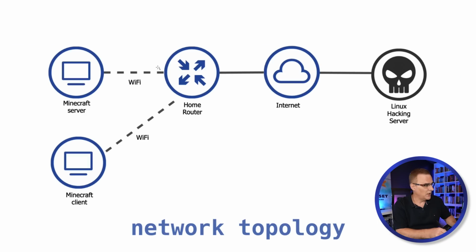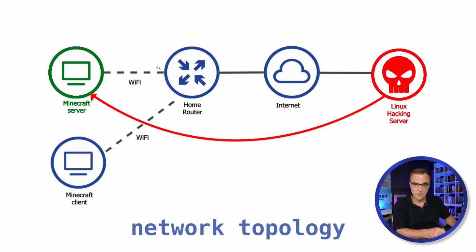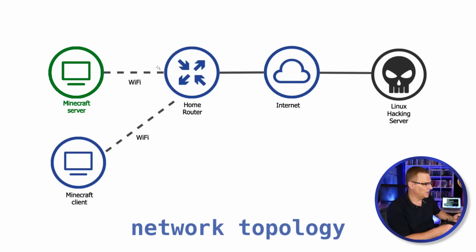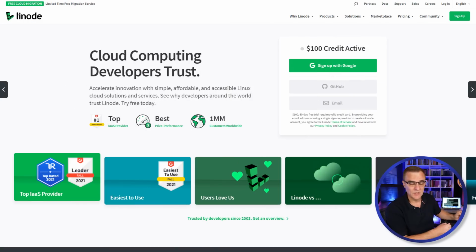So in this example, I've got remote control of this Minecraft server from my hacking Linux machine. I can send commands to the Minecraft server and get it to do all kinds of things. I could install a backdoor. I could install other malicious software on that server. I am controlling it from my Linux server, which once again could be hosted in the cloud. In this example, my server is hosted by Linode, but you could host it in AWS or Azure or somewhere else.